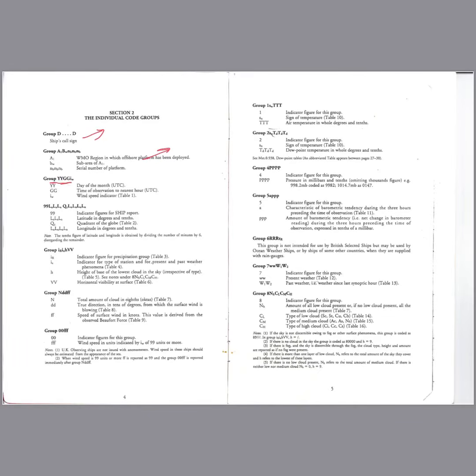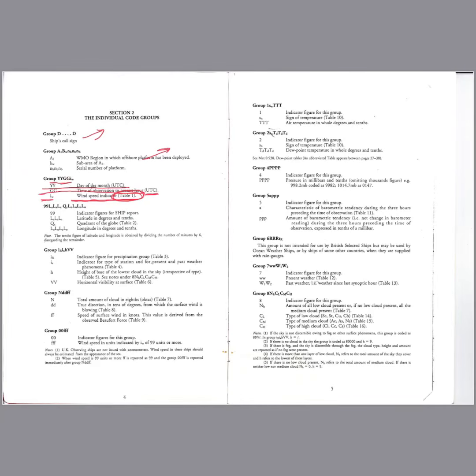The third one talks about the group YYGGIW that I just now discussed, and here you can see that YY talks about the day of the month, which was 10 in our case. Then GG talked about the time of observation to the nearest hour, which was 12 in our case, and that was in UTC, so this is GMT UTC time. And then IW, which was 3 in our case, indicates the wind speed. And how can you get the wind speed? You can get it from table 1. That's what the weather code book is saying.